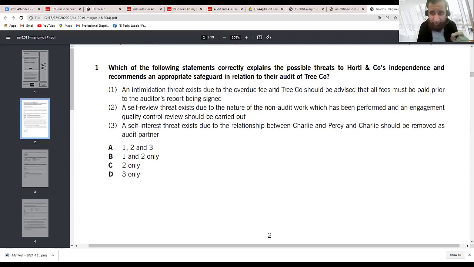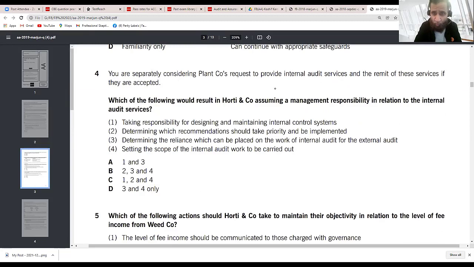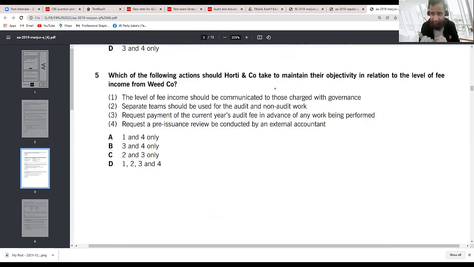Is A the right answer? Is B the right answer? Is C the right answer? Is D the right answer? And you go this way down. The question number two, question number three, question number four, and question number five. So that completes one OT case. So one case study followed by five questions, right?